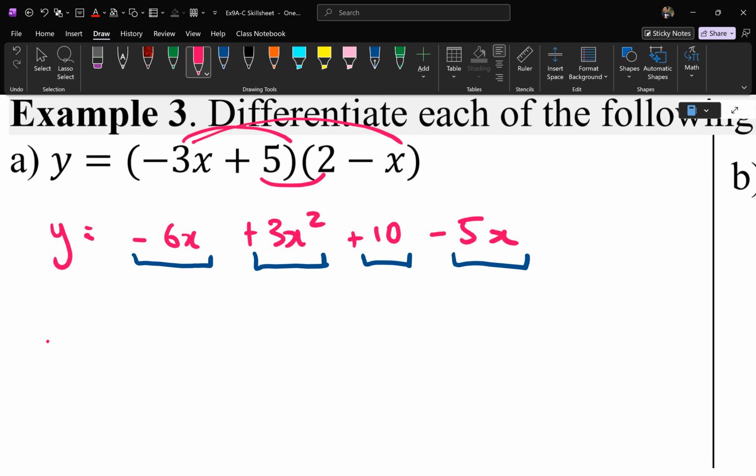Here we go. I'm going to write it out. dy/dx. So let's find the gradient function. Power for the first one. What's the power for the first function? What kind of function do I have? What's the power?